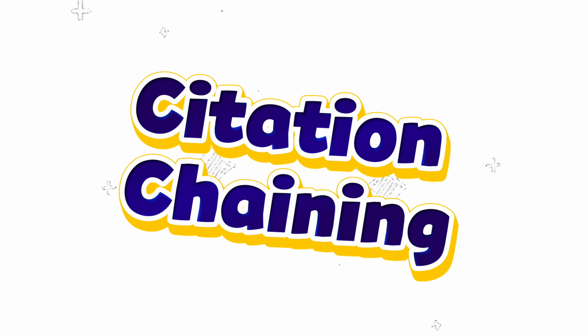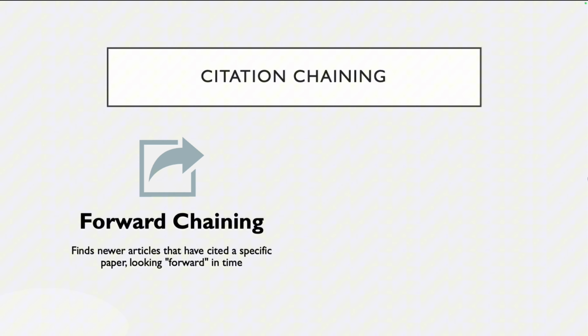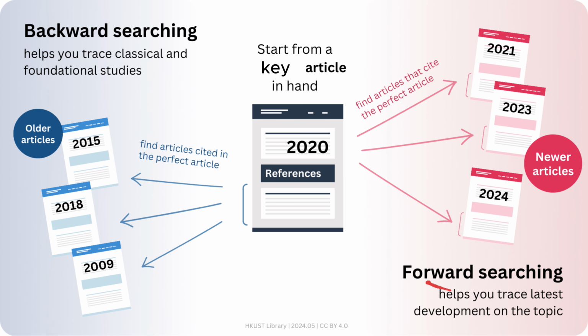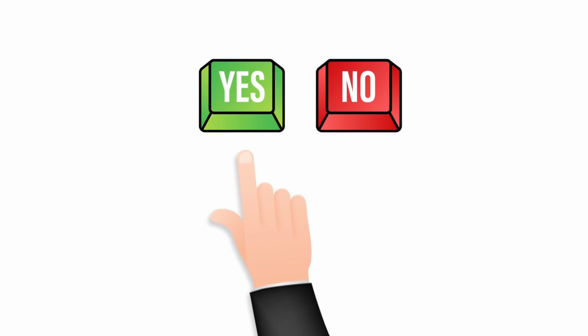Another search method is called citation chaining. This can be broken down into forward chaining and backward chaining. Forward chaining, or a forward search, finds newer articles that have cited a specific paper, looking forward in time. Backward chaining, or a backward search, finds older articles that a paper has cited. As you search for papers, you will also have to evaluate them to see if they fit with your research question and if they're relevant at all.